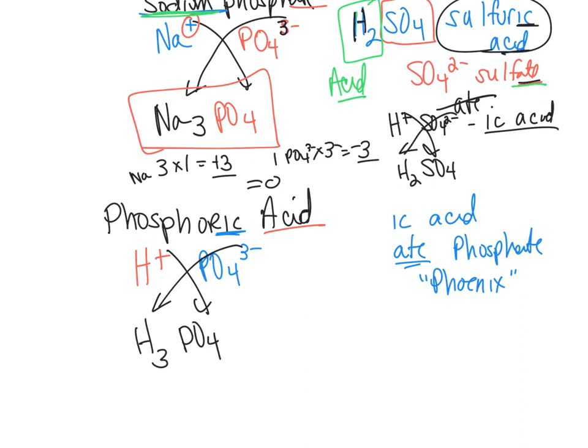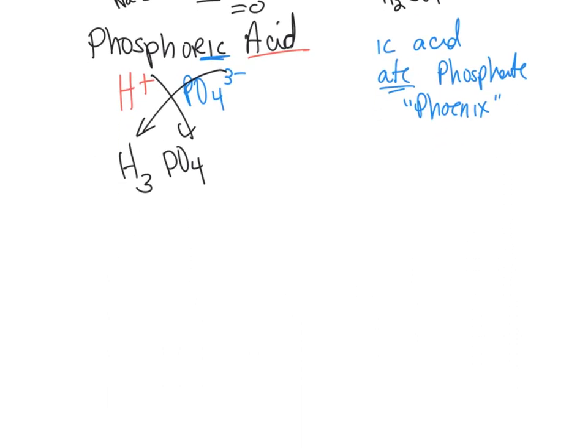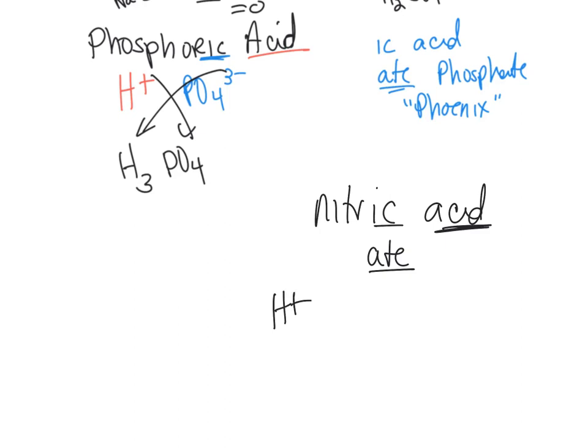All right, let's do another one. There's nitric acid. Nitric acid. Okay, ic acid comes from ate, and acid means we got to have an H plus. Okay, so what is nitrate?